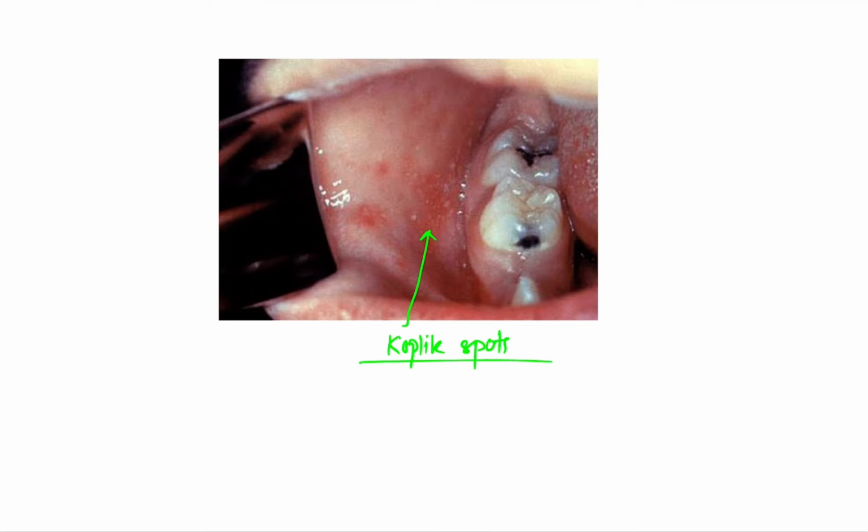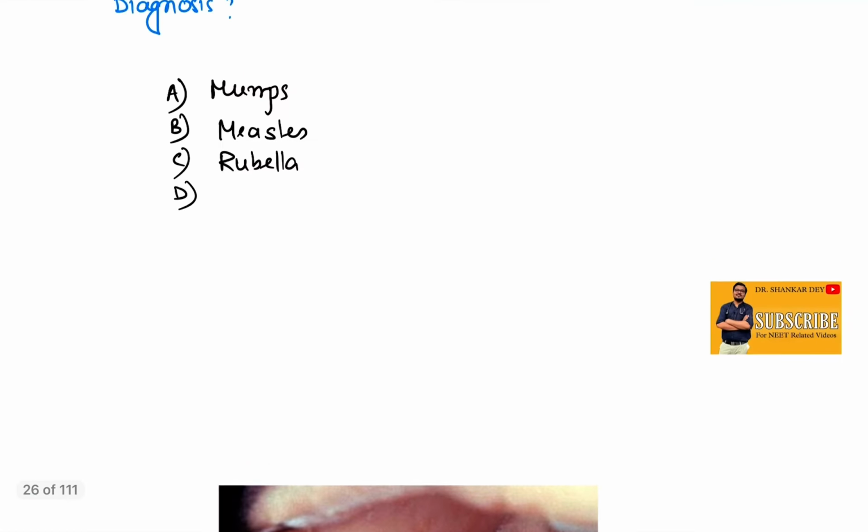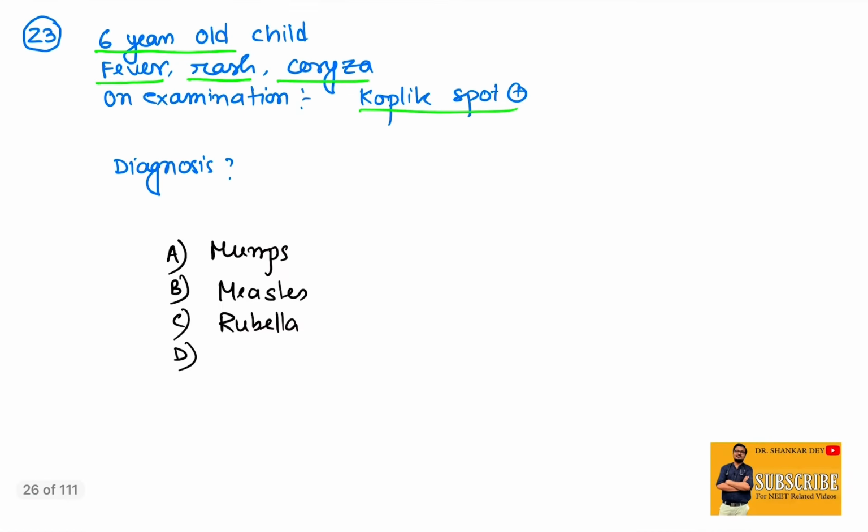Measles, the rice granules just opposite to the second or first molar tooth. So this is Koplik spot and this is found in measles. So the answer of this question is measles. Typical presentation: fever, rash, coryza, conjunctivitis, maculopapular rash and along with Koplik spot. So the diagnosis is measles, not mumps or rubella.